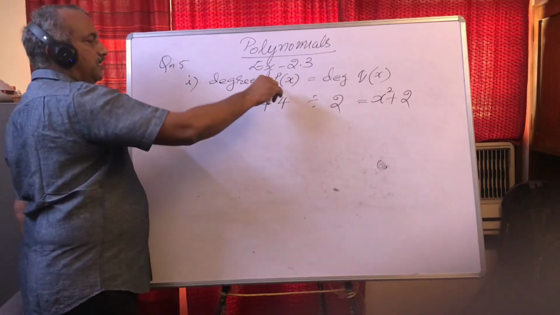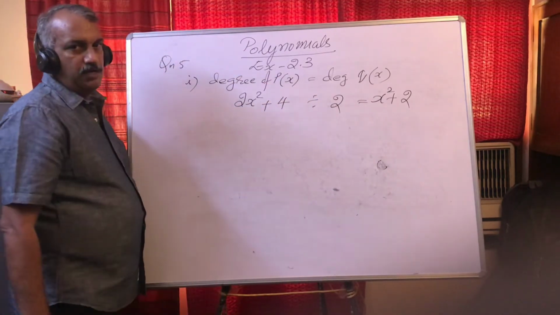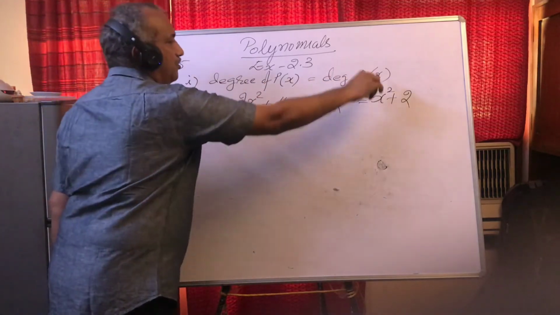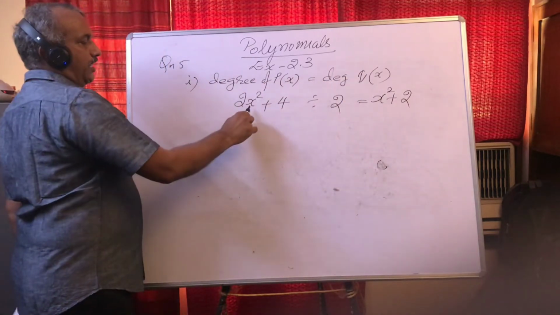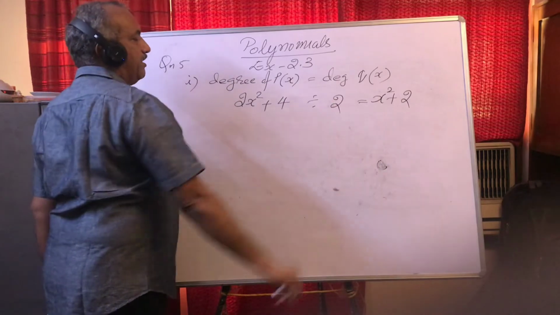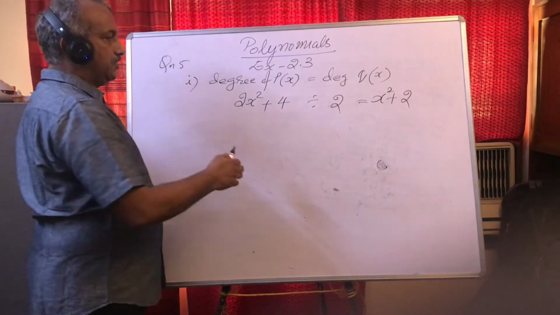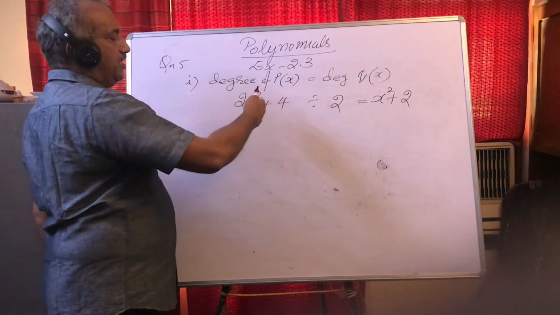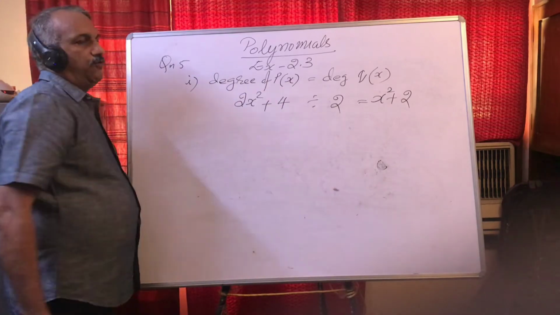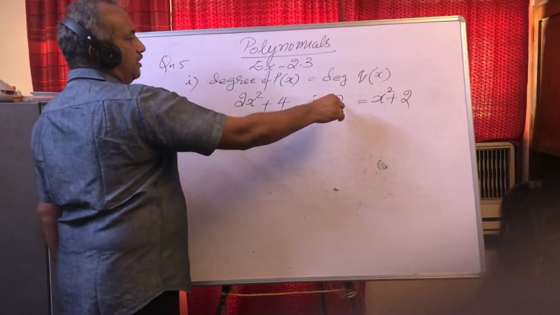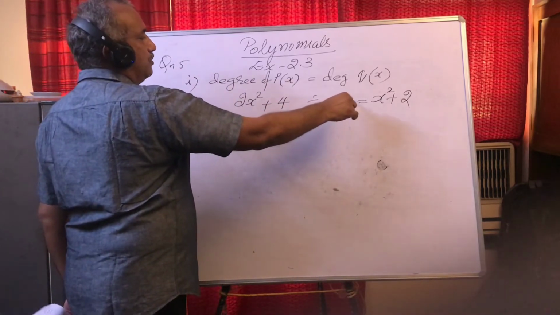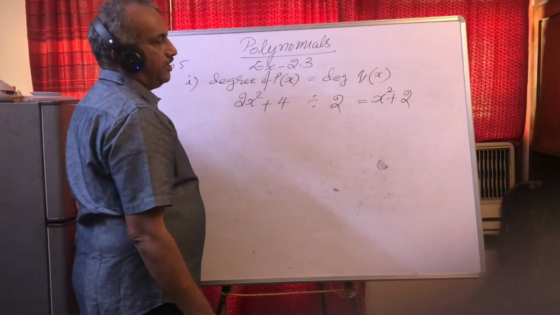The condition is that the degree, the highest power of the variable, of p of x and q of x should be the same. So I took a polynomial and am dividing only by a number. There are many possibilities. The simplest one: I am taking 2x square plus 4 divided by g of x, which is 2, and then I get q of x as x square plus 2.